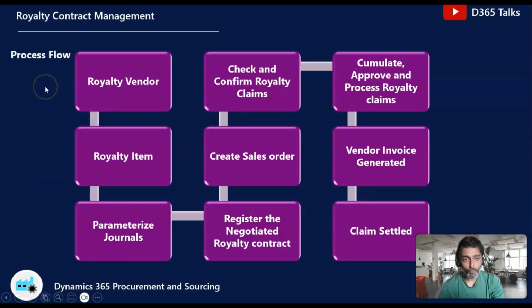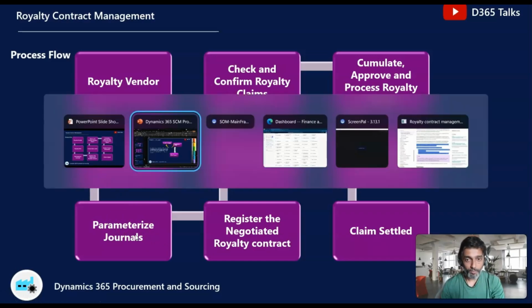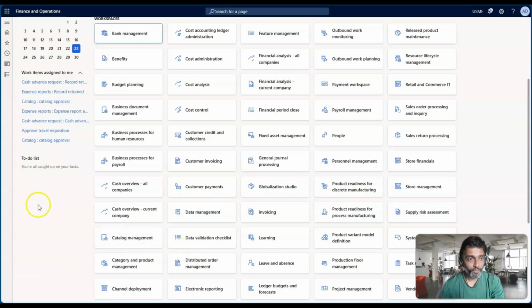This is a similar process flow to what we have seen in case of broker contract management. So it starts off with creating the licensor as a vendor in the system, and you need to create the item for which the royalty is applicable in the item master. We are not going to discuss the creation of the vendor and the item in this video, but we will start off with parameterizing the journals. So let me get into the Dynamics 365 screen.